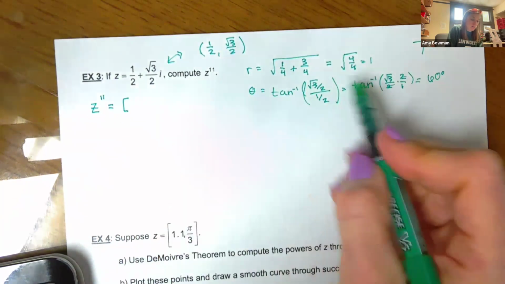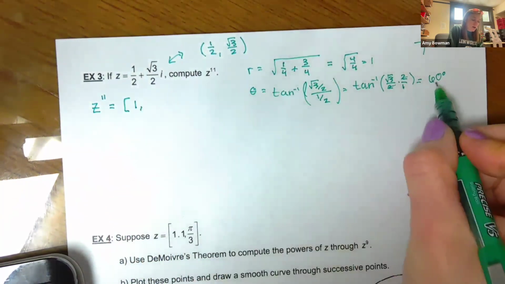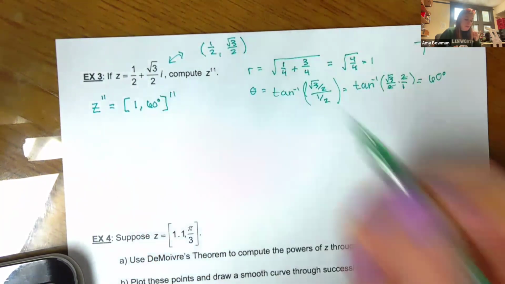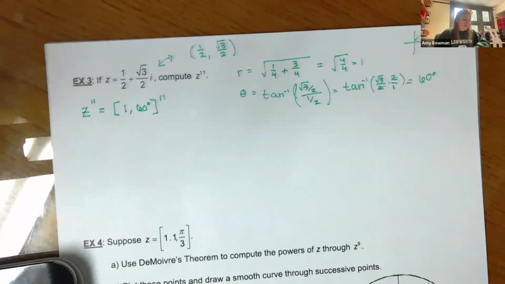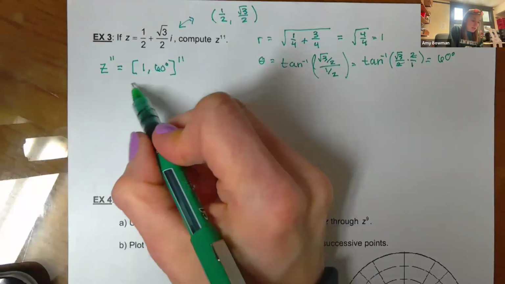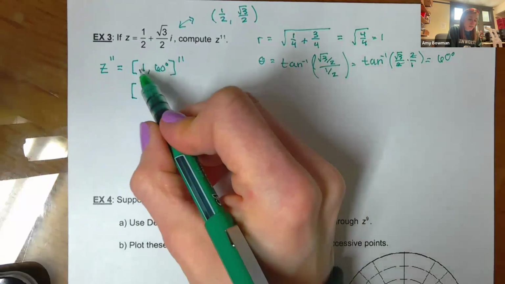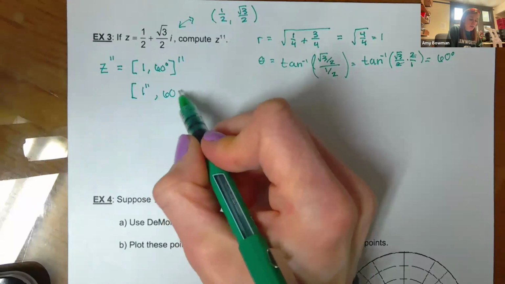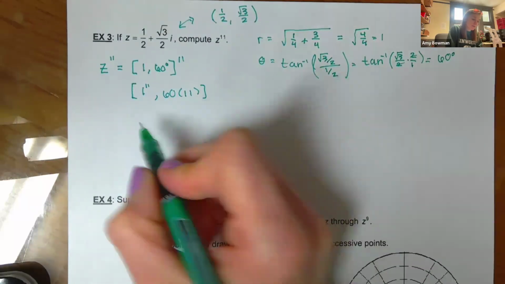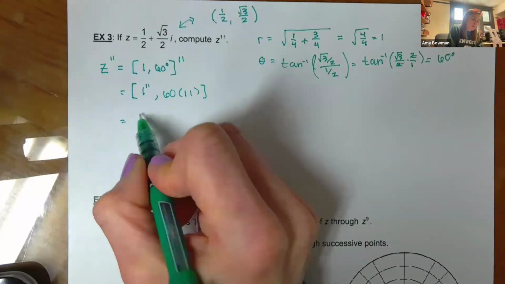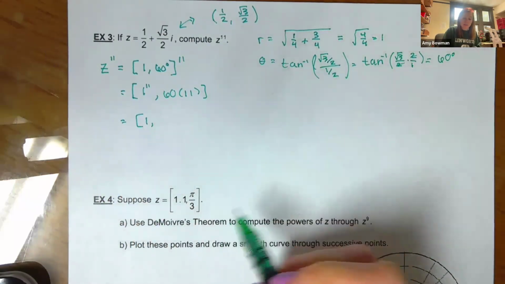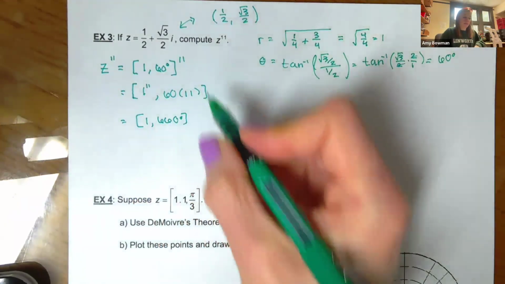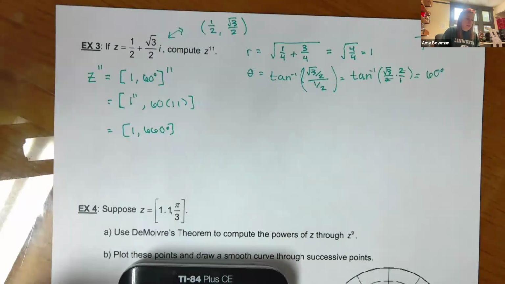So if we rewrite z in polar form, 1 comma 60 degrees to the 11th power. So the 11th power of this, applying de Moivre's theorem, we take 1 to the 11th, and then we take 60 degrees and just multiply it by 11. And that's going to give us, obviously, just 1. 60 times 11, that is 660 degrees. So we've computed z to the 11th.